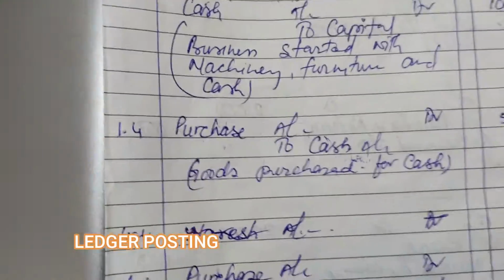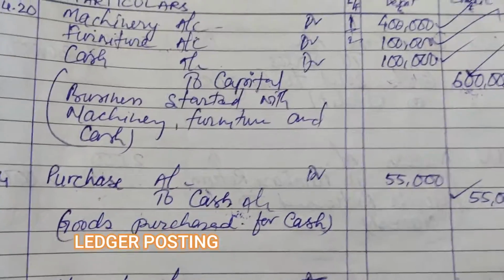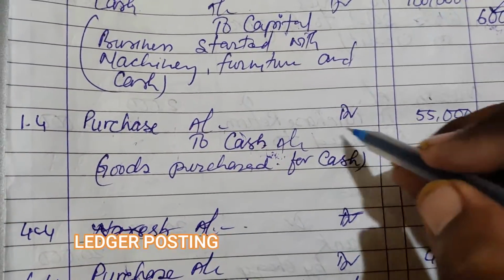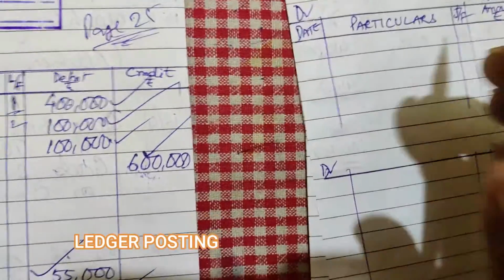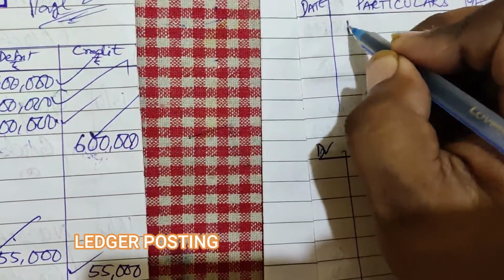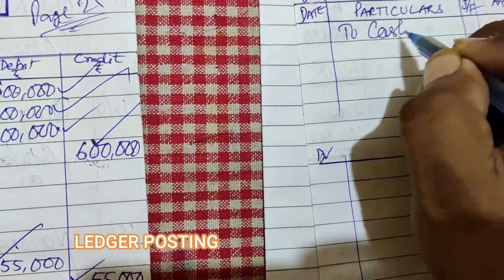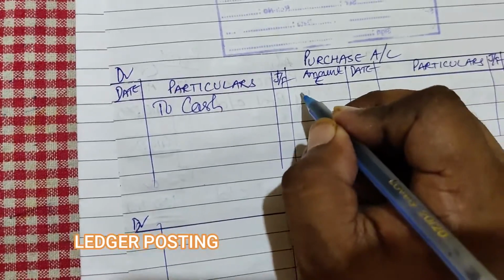The first purchase is on 1st May. So the purchase account is debited. This is the debit side of purchase. What to write here? To cash. How much amount? Purchase account debited to cash.